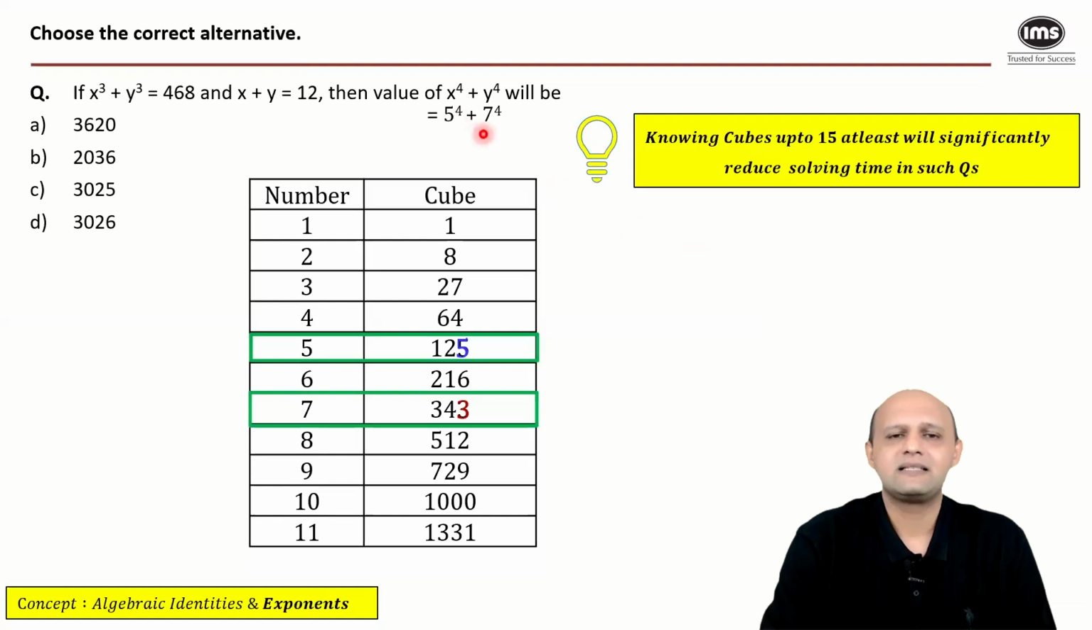5 raised to 4 plus 7 raised to 4. 5 raised to 4 is 625. 625 plus 2401 would add up to give you 3026, which is the answer to the question. Can this question be solved using algebraic identities? Yes, it can. Let us see how.